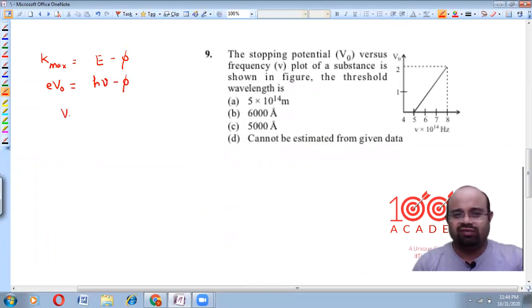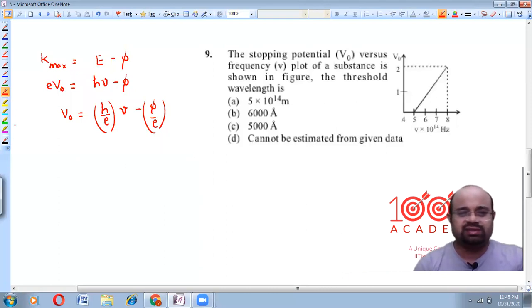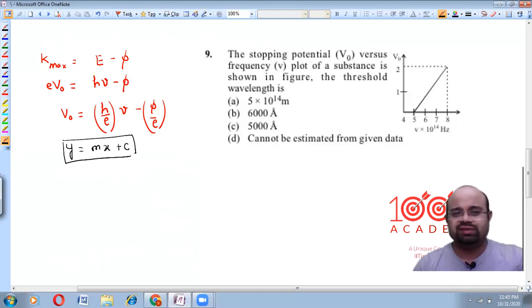So if we check the graph of stopping potential versus frequency, V naught is equal to h by e times nu minus phi by e. If you compare, this is a standard equation for a straight line, y is equal to mx plus c. Here m is the slope of the line, which is equal to h by e. And the intercept c here is phi by e, and phi is the work function. Work function is written as h times nu naught by e.